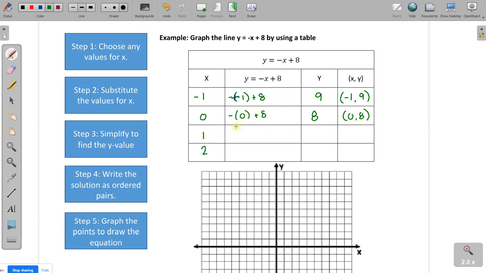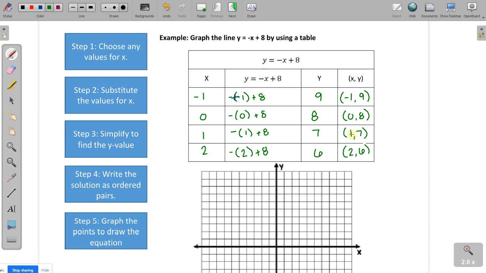Now if we have 1, we're substituting in. Negative 1 plus 8, think of it as 8 minus 1. 8 minus 1 is 7. So we have the point 1, 7. The last one here, negative x, or x is 2, plus 8. So negative 2 plus 8. 8 minus 2 is 6. So we have the point 2, 6.